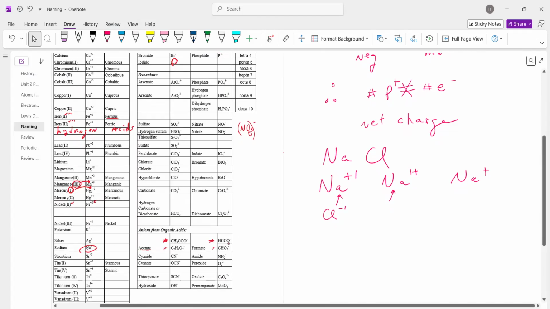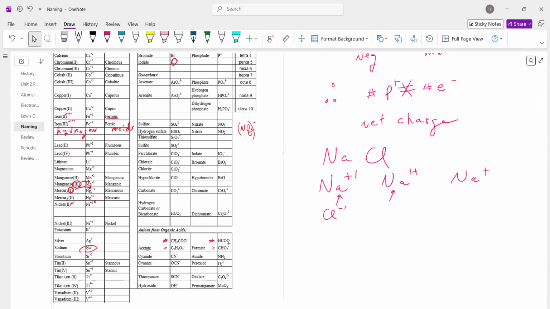Okay, so how do we name this? All the naming has two parts. So first we just find the name of Na, that's sodium.